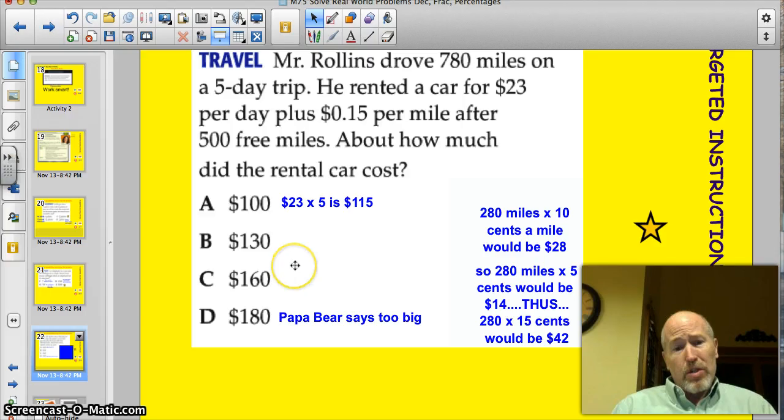Basically, you're left with these two answers. All right, let's see. 115 plus 42. I know it's more than 130, so the obvious correct answer here is going to be 160 without even doing the math. Okay? Just a little logical reasoning.